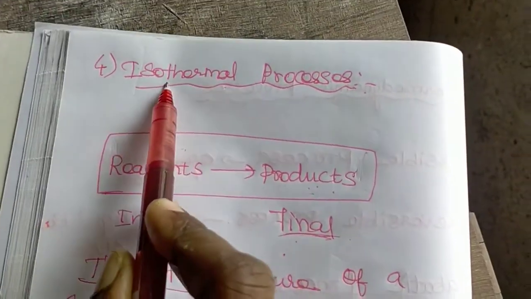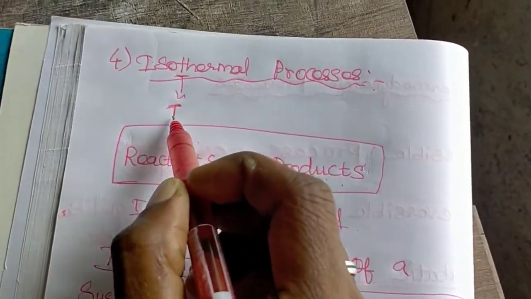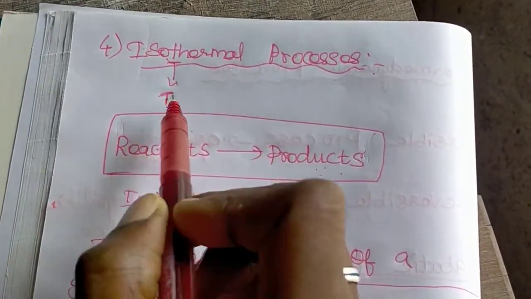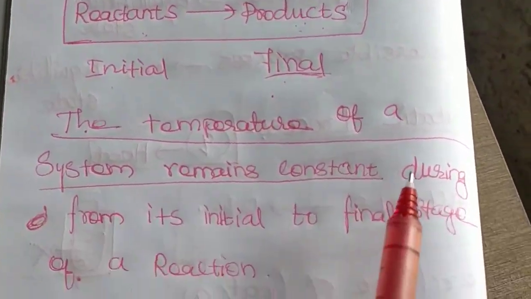Thermal means T is indicating temperature. Remember like that: T is temperature, isothermal. So temperature remains constant in an isothermal process.